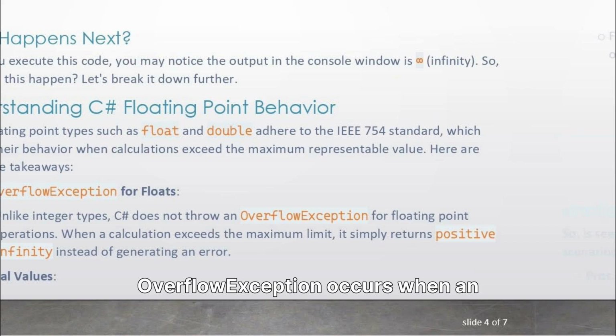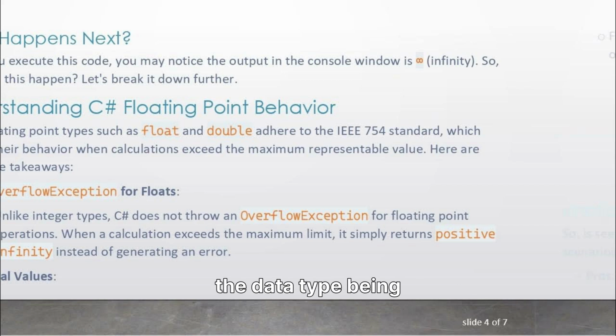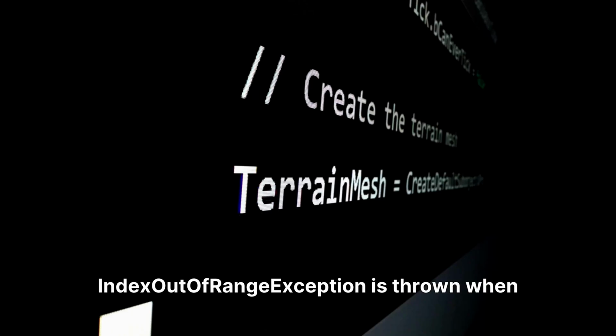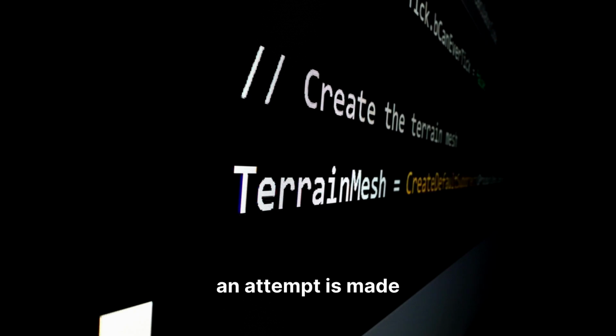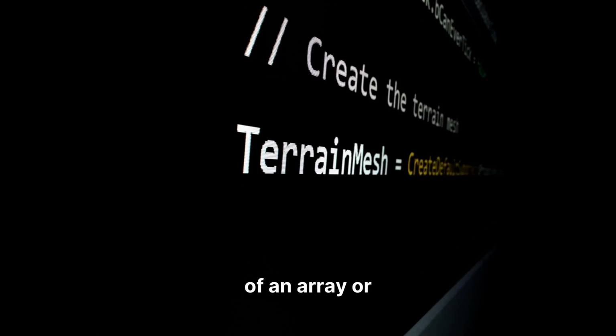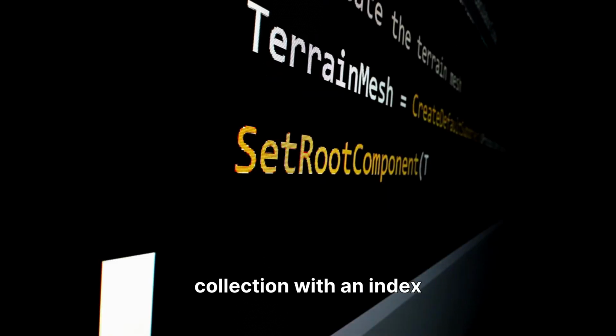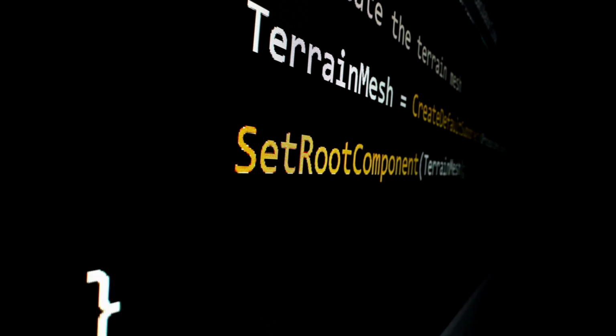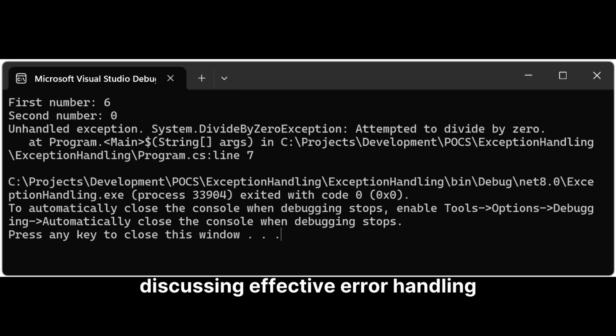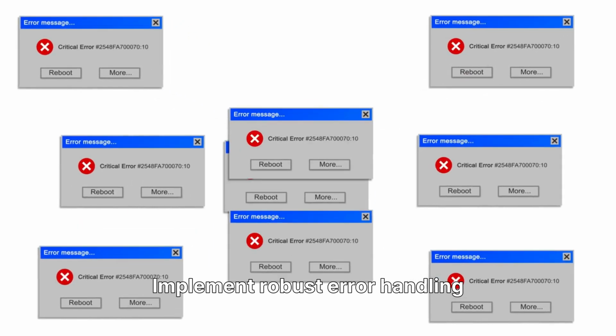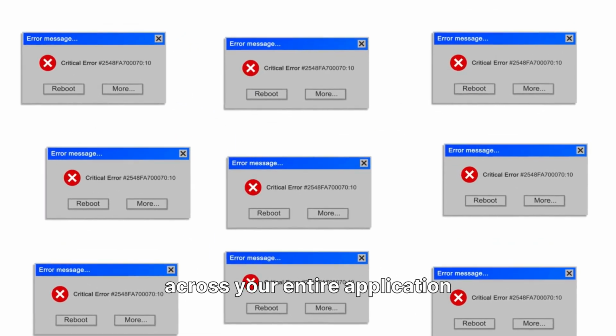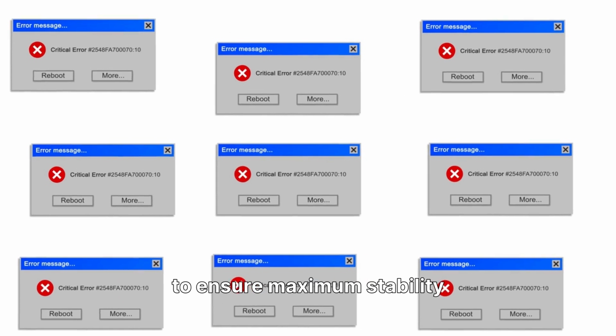OverflowException occurs when an arithmetic operation results in a value that is outside the range of the data type being used to store it. IndexOutOfRangeException is thrown when an attempt is made to access an element of an array or collection with an index that is outside its valid bounds. Now, let's transition to discussing effective error handling strategies that can be applied across your C# applications. Implement robust error handling across your entire application to ensure maximum stability and resilience against unexpected failures.